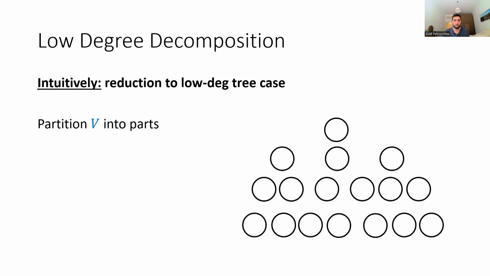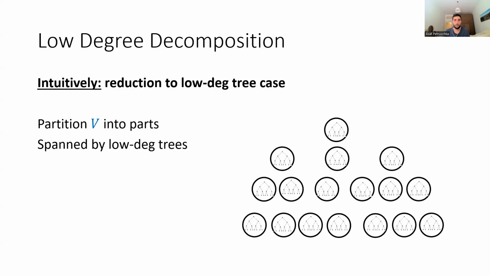So what does it do? Basically, it partitions the vertices of the graph into parts, and this partition has several important properties. First and foremost, each of the parts is spanned by some low degree tree, where all the degrees are in fact constant. And second, the interaction between the parts is encoded by a hierarchy structure, namely a virtual tree whose nodes are the different parts.